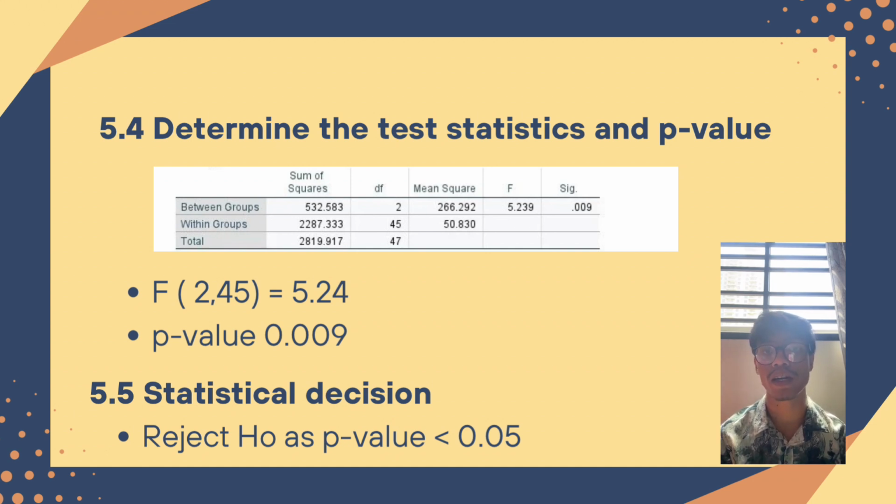The one-way ANOVA result showed a statistically significant effect of group on anxiety level, with F(2, 45) equal to 5.04 and p-value of 0.009. Fifth, the statistical decision was made because the p-value was less than the significance level of 0.05. The null hypothesis was rejected. This indicates that there is a statistically significant difference in anxiety level among the three groups.